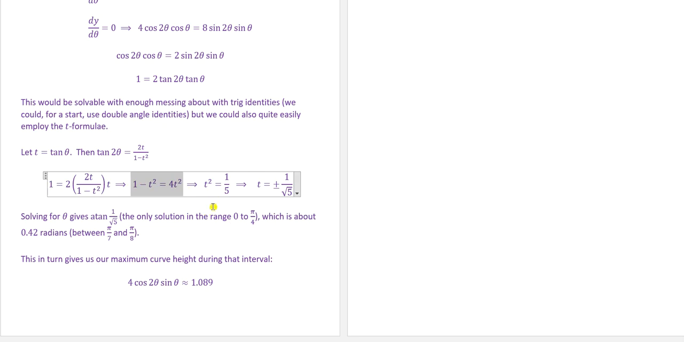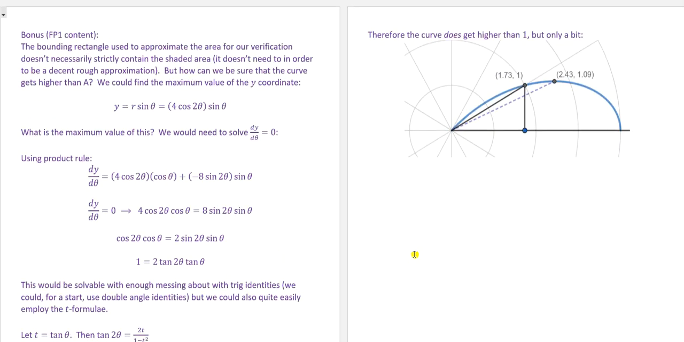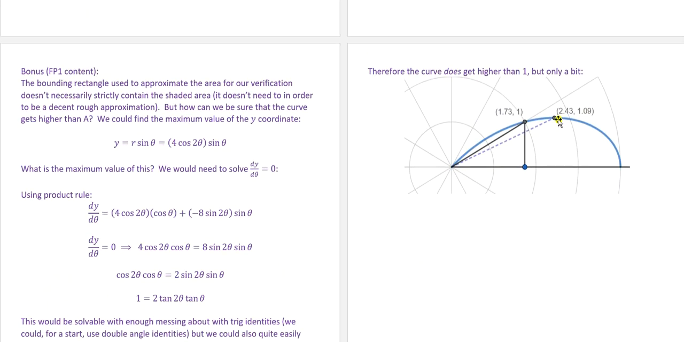If t squared is a fifth, t is plus or minus 1 over root 5. And when we solve, there is only one solution in the valid range, and that's about 0.42 radians, somewhere between pi by 7 and pi by 8. And we can then sub that back into the original to work out the y coordinate, 1.089. So it turns out the bounding box I was describing is just a little bit too low, even though ultimately the area of that rectangle is still going to be bigger because of the curve we've got here.